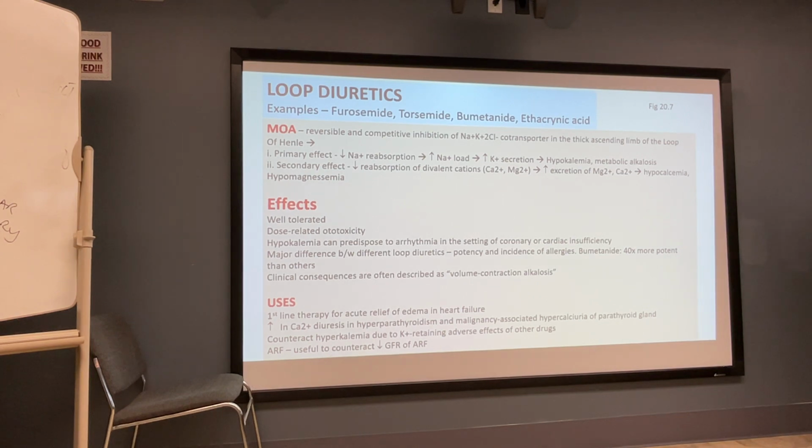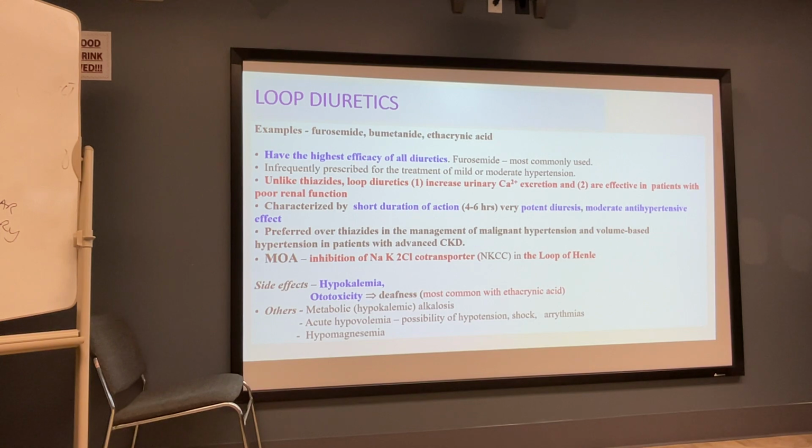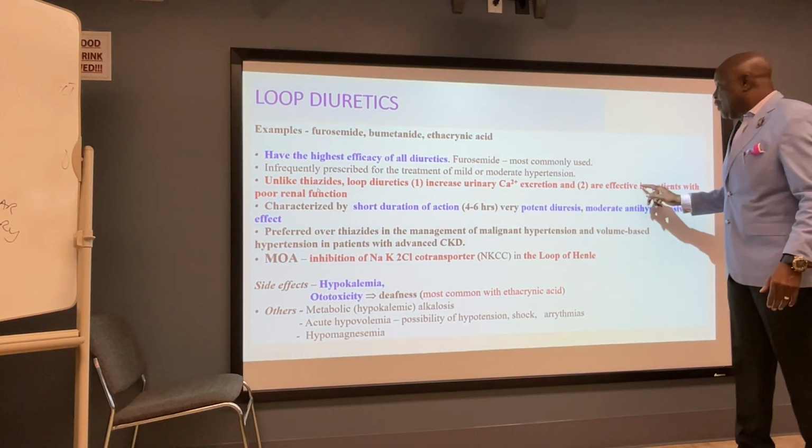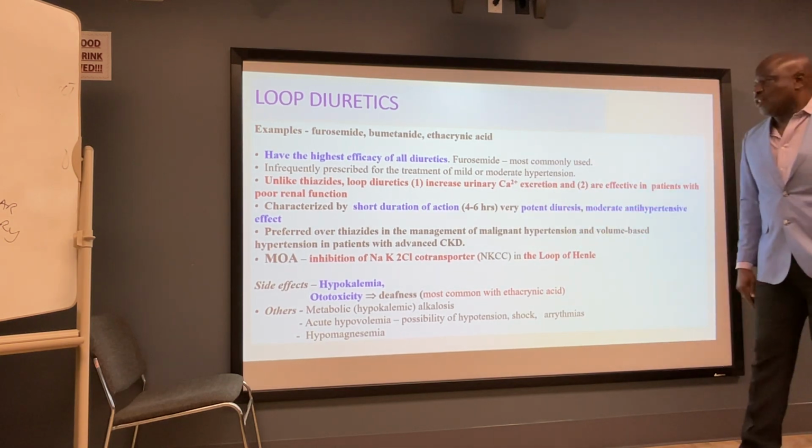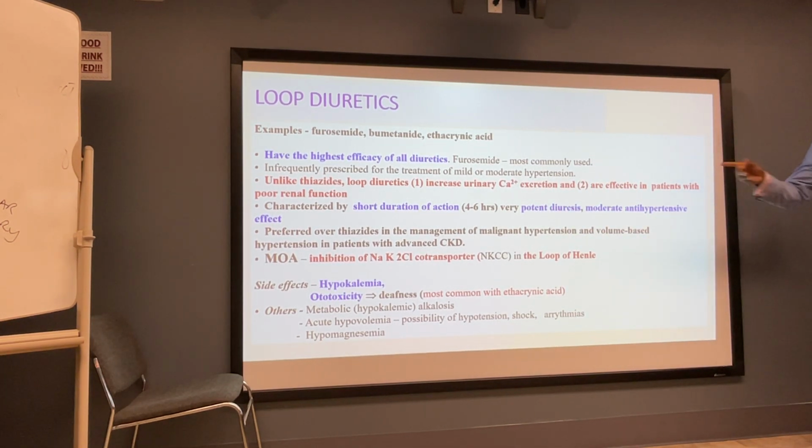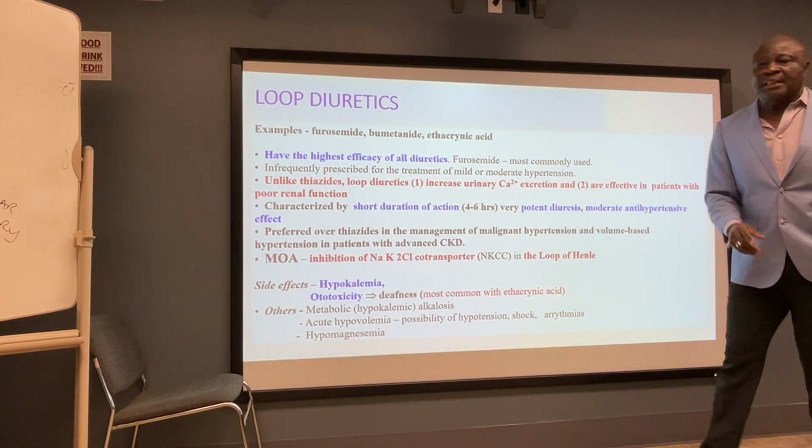You can figure that out from the properties that I've just mentioned. Now, the loop diuretics have the highest efficacy of all the diuretics. So it's much more potent than thiazide diuretics. And I put in red here, unlike thiazides, I told you, one, they increase urinary calcium excretion, that's why they end up with hypocalcemia. And they're effective in patients with poor renal function.